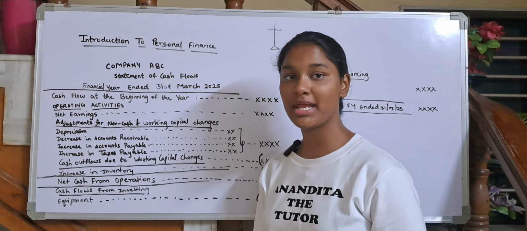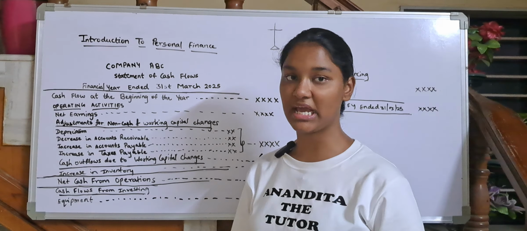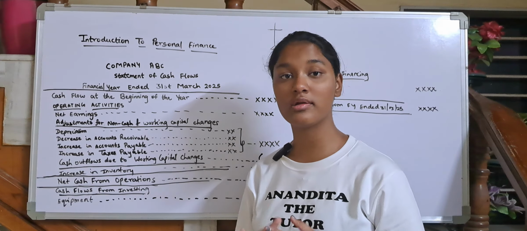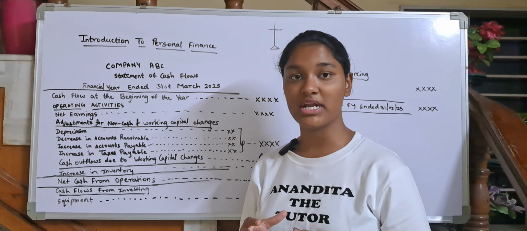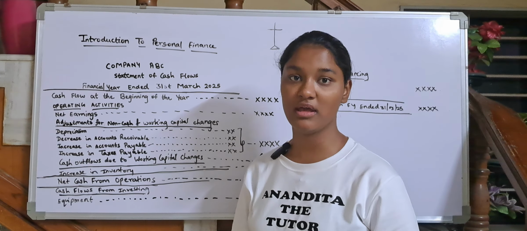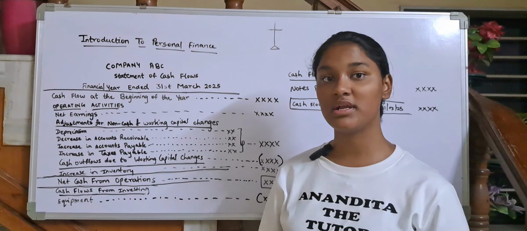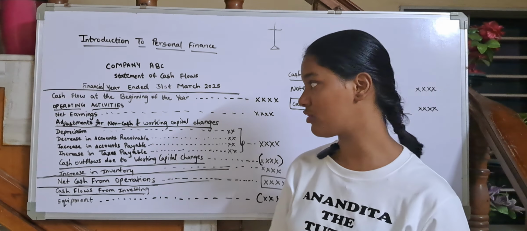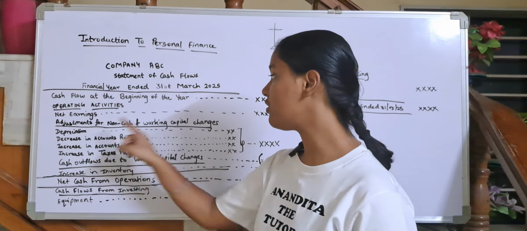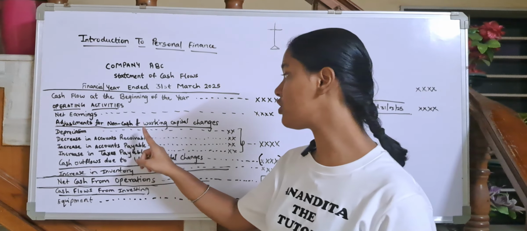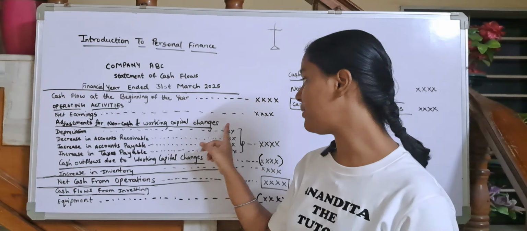The second step was determining and calculating your operating activities. What were the operating activities? The everyday purchasing, everyday selling, your expenses, your incomes, which are done on a daily basis. Here you have written your net earnings, the amount. Then adjustments for non-cash and working capital changes.